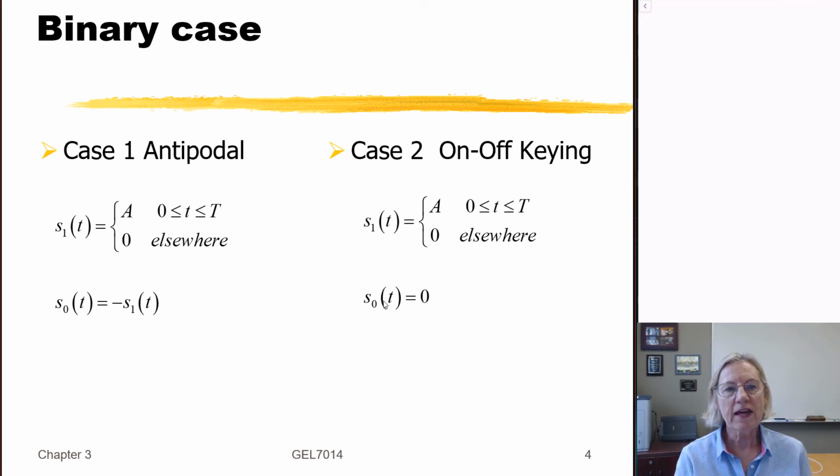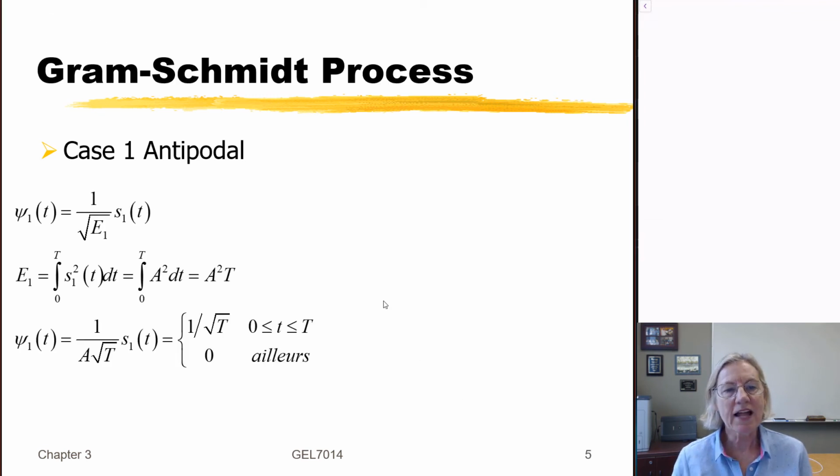Well, we know that when we look at signal space analysis, the first thing we have to do is represent these signals in the signal space. And to do that, we can use the Gram-Schmidt process. So here we're going to apply the Gram-Schmidt process to antipodal signaling. The first step of the Gram-Schmidt process is to take the first symbol vector and simply normalize it and make it the first basis vector.